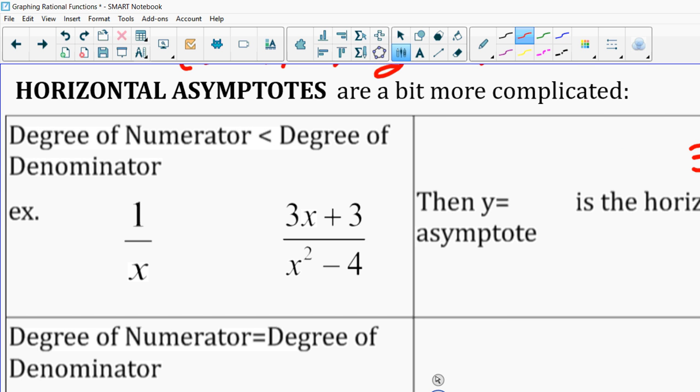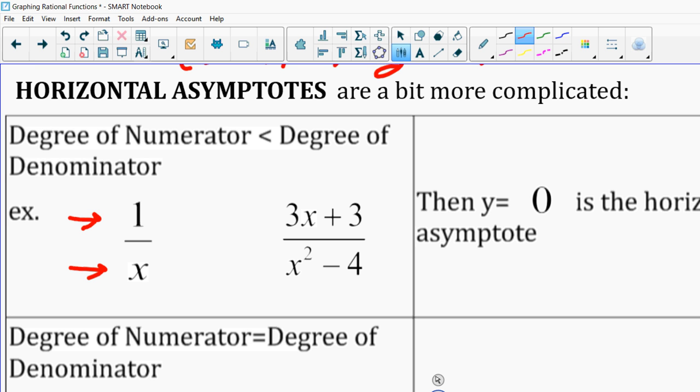That's a constant. What's its degree? 0. Is there an x with it? No. So the degree is 0. That's a constant. Okay. When the degree of the numerator is less than the degree of the denominator. What's the degree of the numerator? 0. What's the degree of that? 1. When the degree of the numerator is less than the degree of the denominator, then the x-axis is your horizontal asymptote. And that's the line y equals 0.